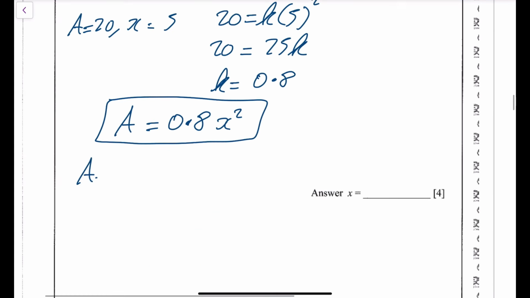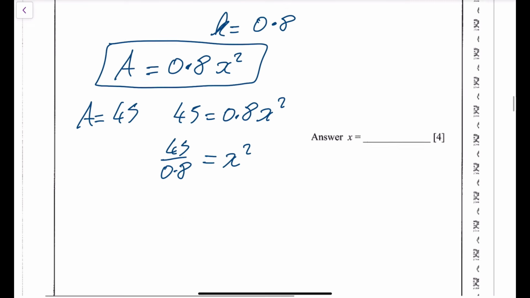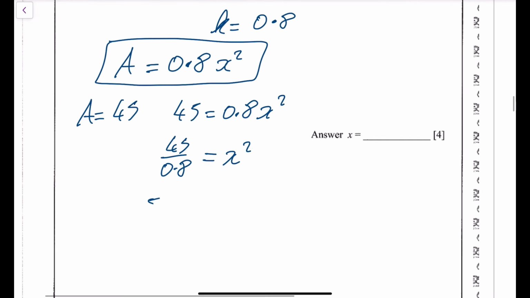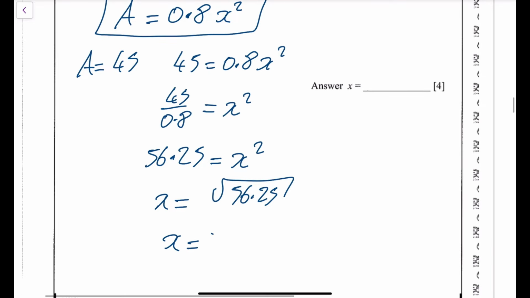So let's just put A equal to 45, which means 45 is equal to 0.8 x squared. 45 divided by 0.8 would be equal to x squared. I've done that in my calculator. I've got 56.25 is equal to x squared. x is equal to the square root of 56.25. And when I did that, I got x is equal to 7.5. And that is my answer.